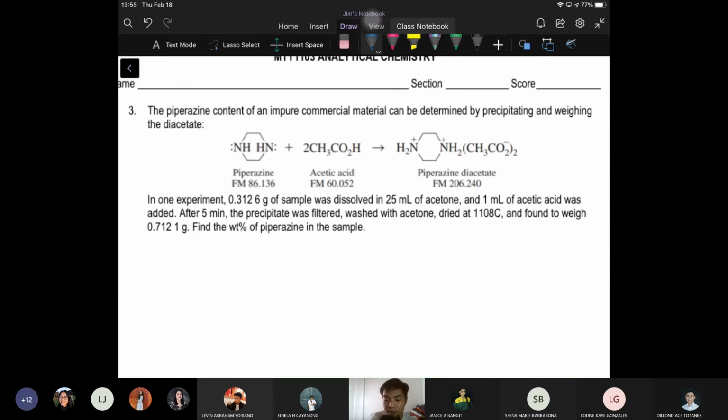Okay. So, ganito. Etong 0.3126 gram ng sample, that pertains to your piperazine, your analyte. Okay?